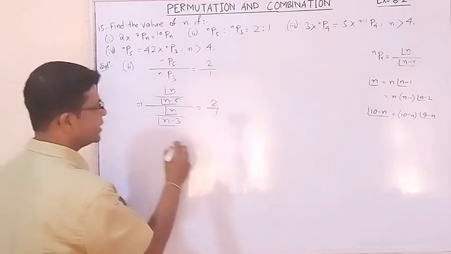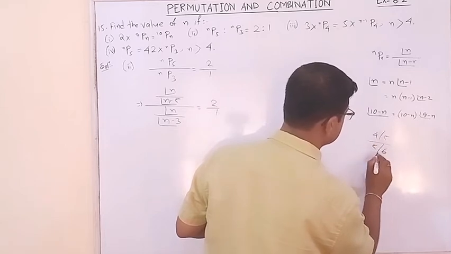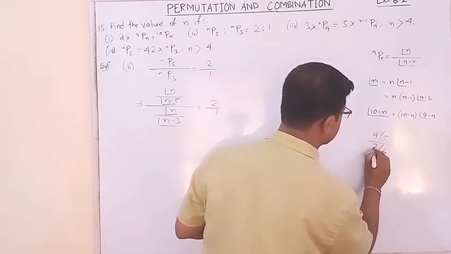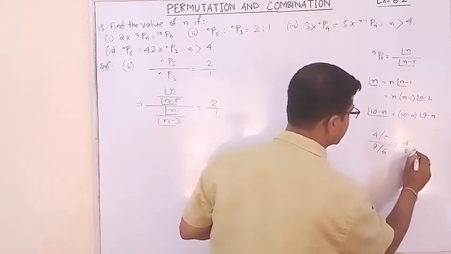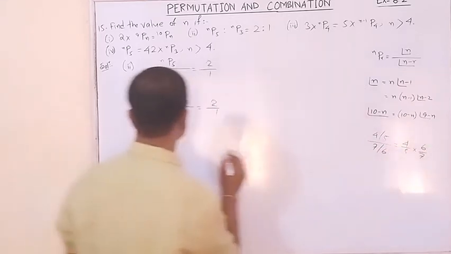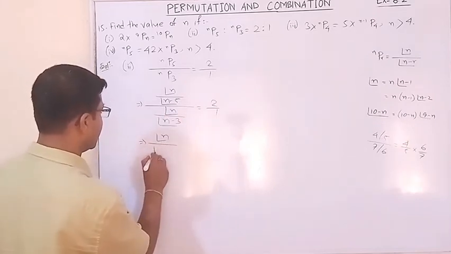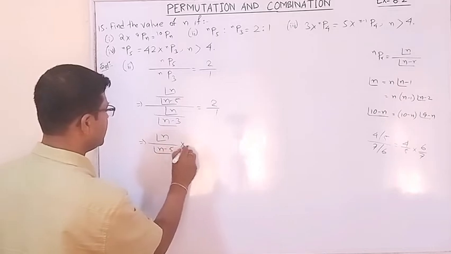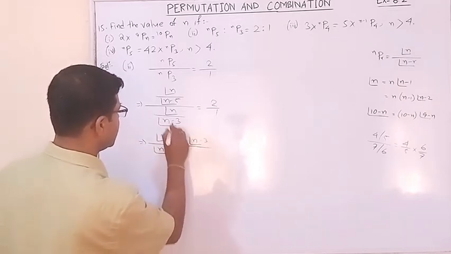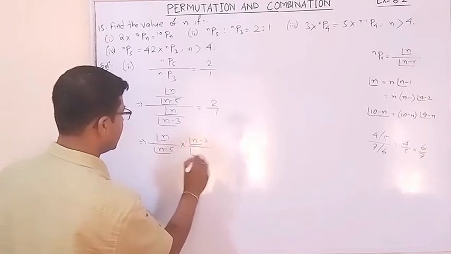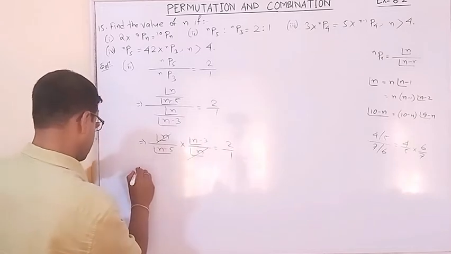Let us simplify. Suppose it is 4 by 5 divided by 6 by 7, how do we simplify? We will take the reciprocal of this. So here we shall write like this, factorial n divided by factorial n minus 5 into, we will take the reciprocal of this, factorial n minus 3 divided by factorial n, this is 2 by 1. Now factorial n cancels.